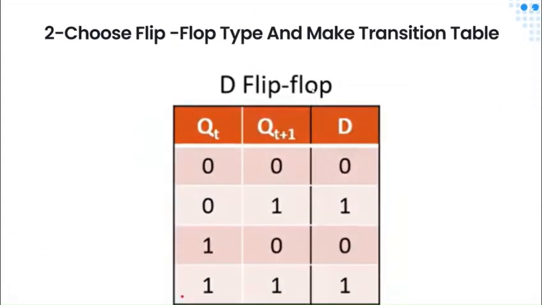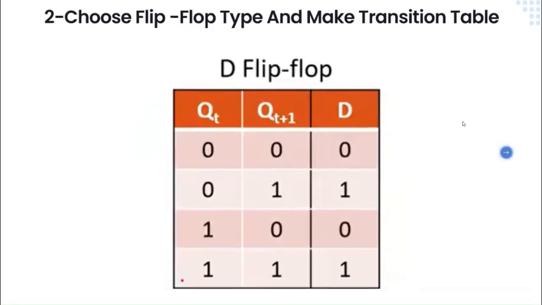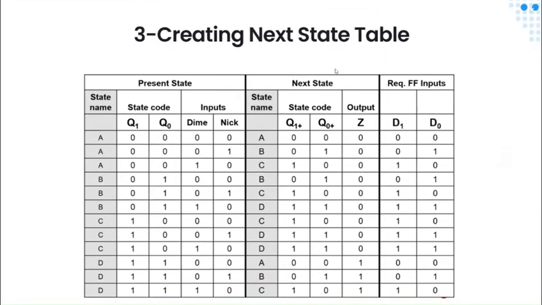The flip-flop type that we are going to use for this design is a D flip-flop, as it is easier to create a next state table. In step 3, while creating a next state table, we are assigning 00 to state A, 01 to state B, 10 to state C, and 11 to state D. We are using 2 bits as there are only 4 states.